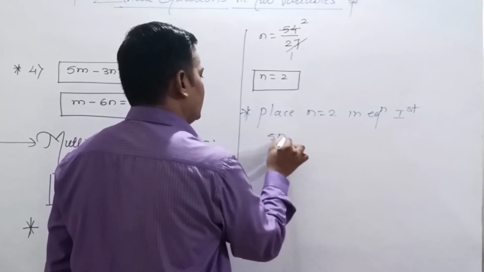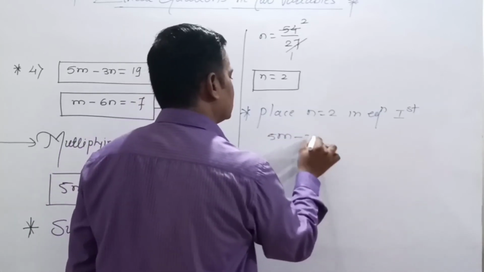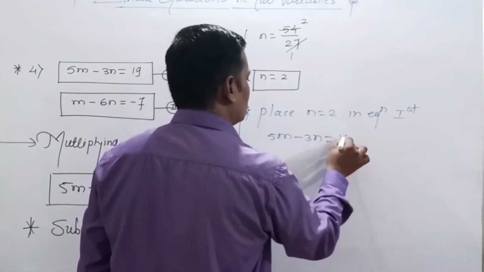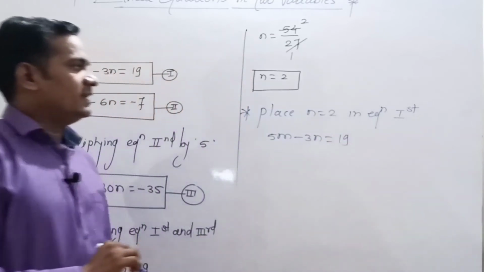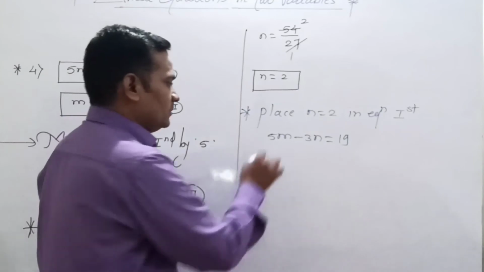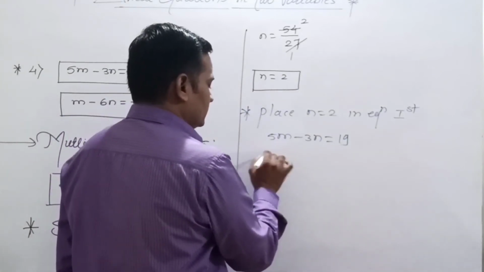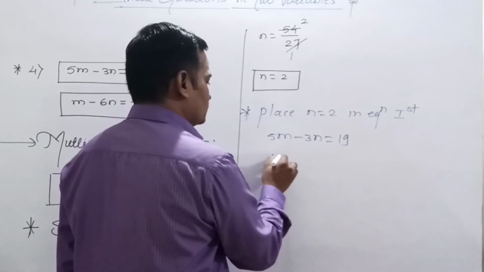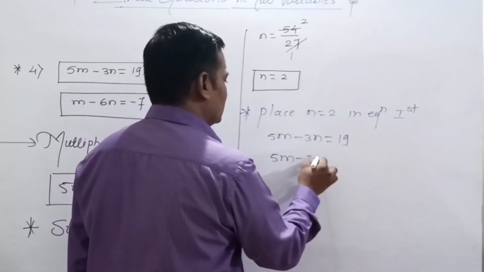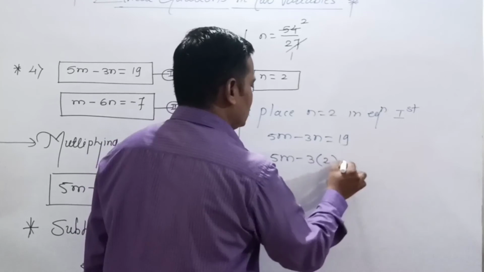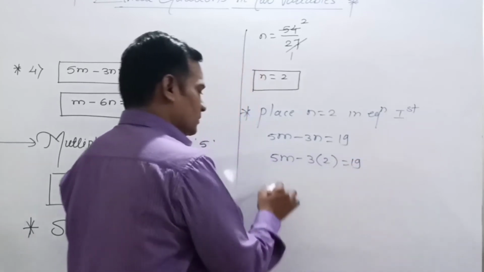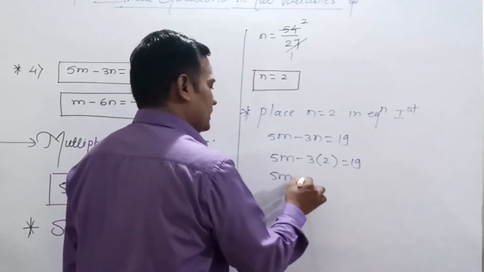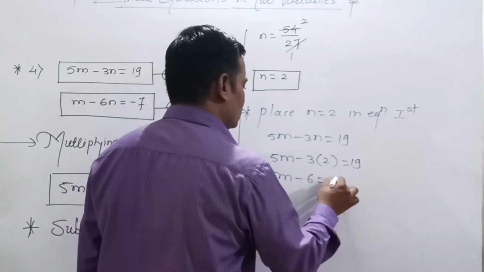That is 5m minus 3n is equal to 19. So let's take that value of n. Keep the first term as it is. So 5m minus 3 into 2 is equal to 19. So 5m minus 6 is equal to 19.